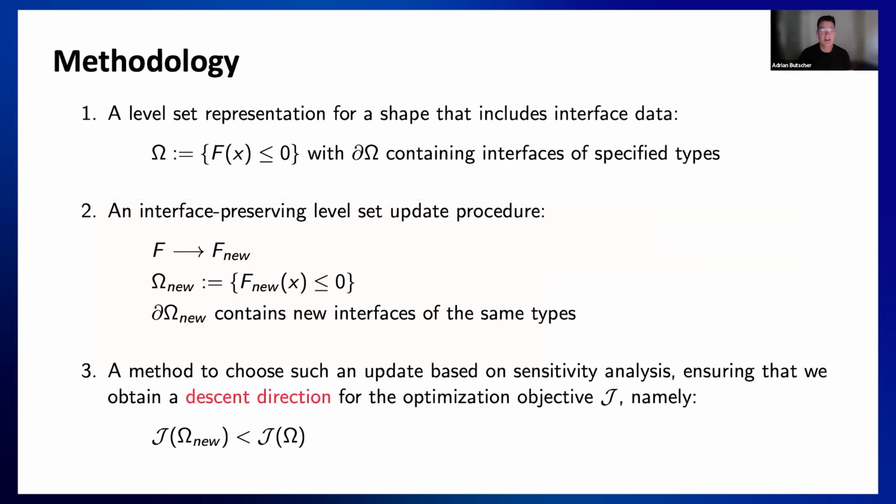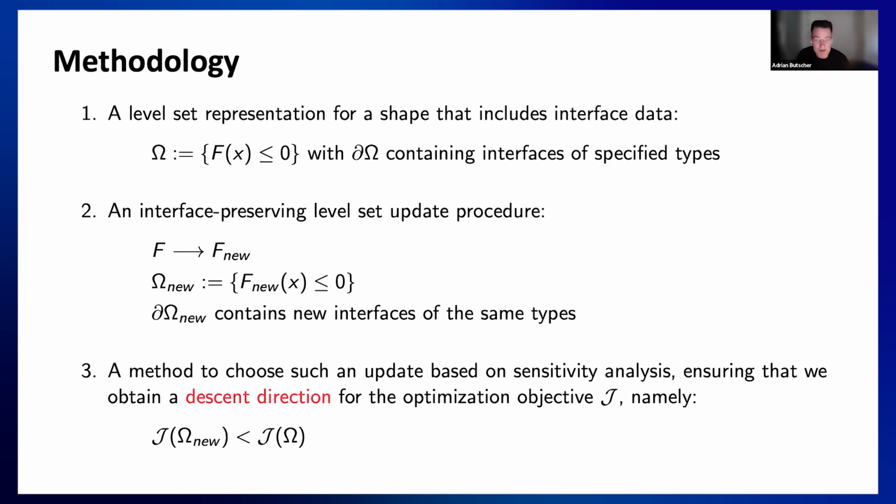Our methodology for tackling this problem is to introduce 3 separate ingredients. First is a level set representation with a little bit of an enhancement. We want to include interface data as well. So remember that you have a level set function. The 0 level set of that function is the boundary of the shape. Where that function is negative is the interior of that shape. And we would like to also maintain interfaces alongside this representation.